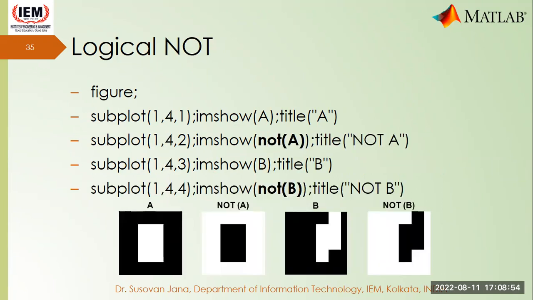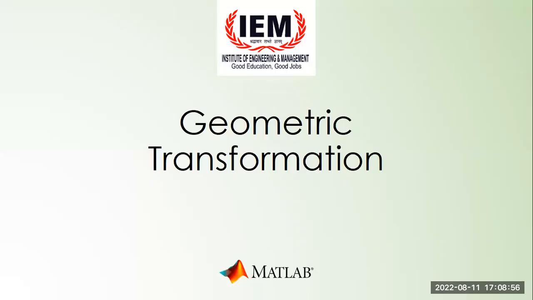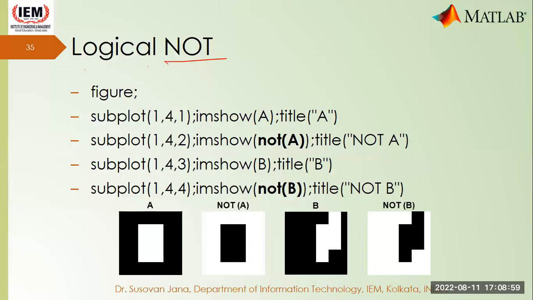Now logical NOT. It is almost similar to imcomplement if you are going with a binary image, because all the logical operations which you are demonstrating here are with binary images. If we do NOT A, it will give you just the complement of A. Now if we use NOT B, zeros are converted to 1, ones to 0.